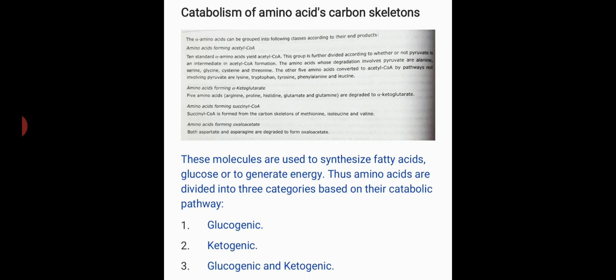Now the catabolism of amino acid carbon skeletons. Amino acids can be grouped into classes based on the metabolic products formed due to degradation of their carbon skeletons. These metabolic products are acetyl coenzyme A, acetoacetyl coenzyme A, pyruvate, alpha ketoglutarate, succinyl coenzyme A, fumarate, and oxaloacetate. These molecules are used to synthesize fatty acids or glucose or to generate energy.